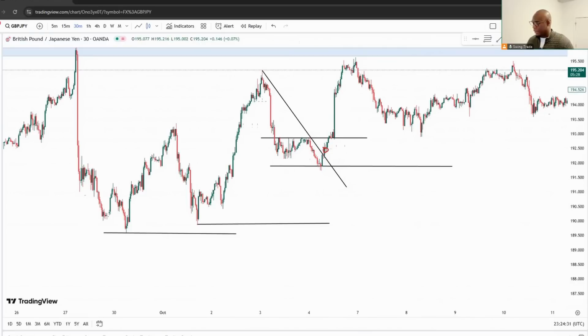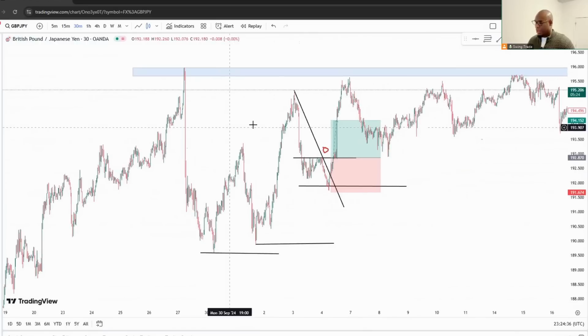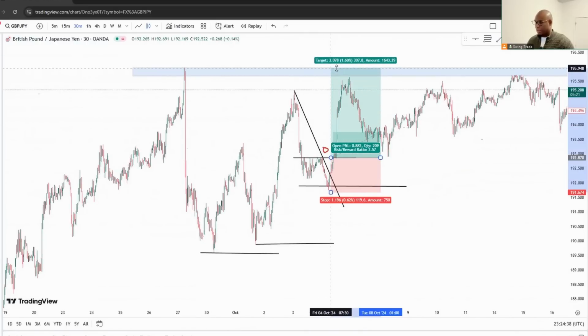So what do we have right here? We can see that the market broke right here, and this is it right here. So what do we want to do? We want to buy the market to this point.